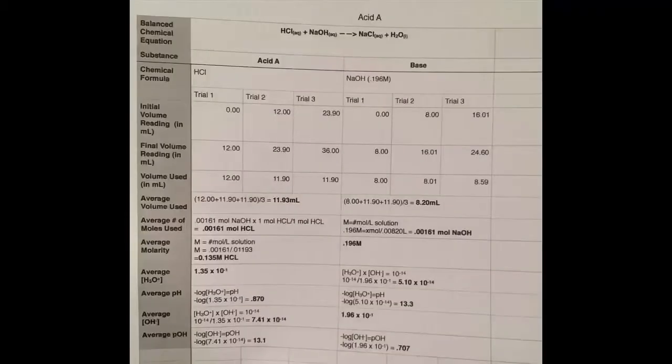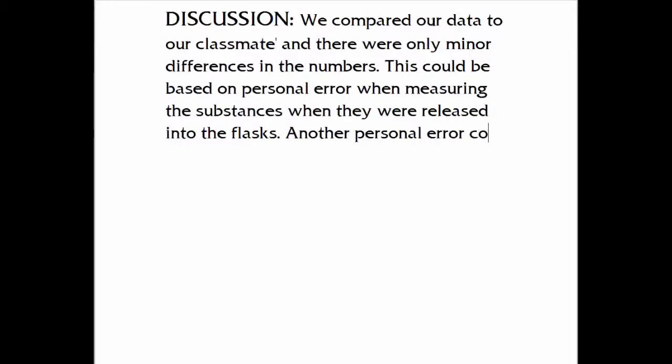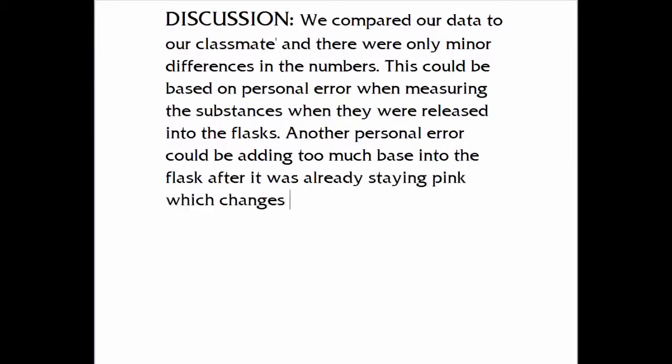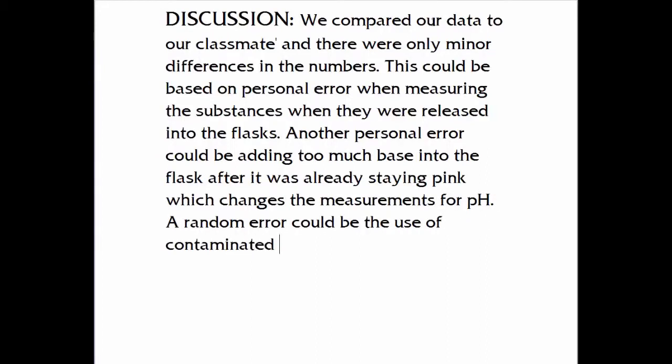We compared our data to our classmate's and there were only minor differences in the numbers. This could be based on personal error when measuring the substances when they were released into the flask. Another personal error could be adding too much base into the flask after it was already stained pink, which changes the measurements of the pH. A random error could be the use of contaminated acids or bases.